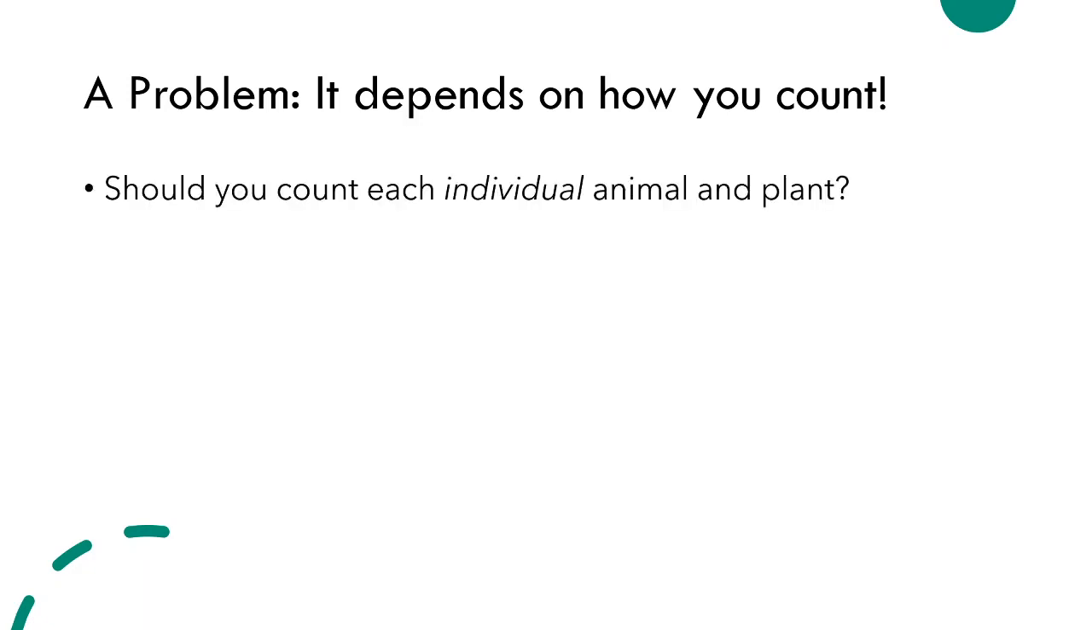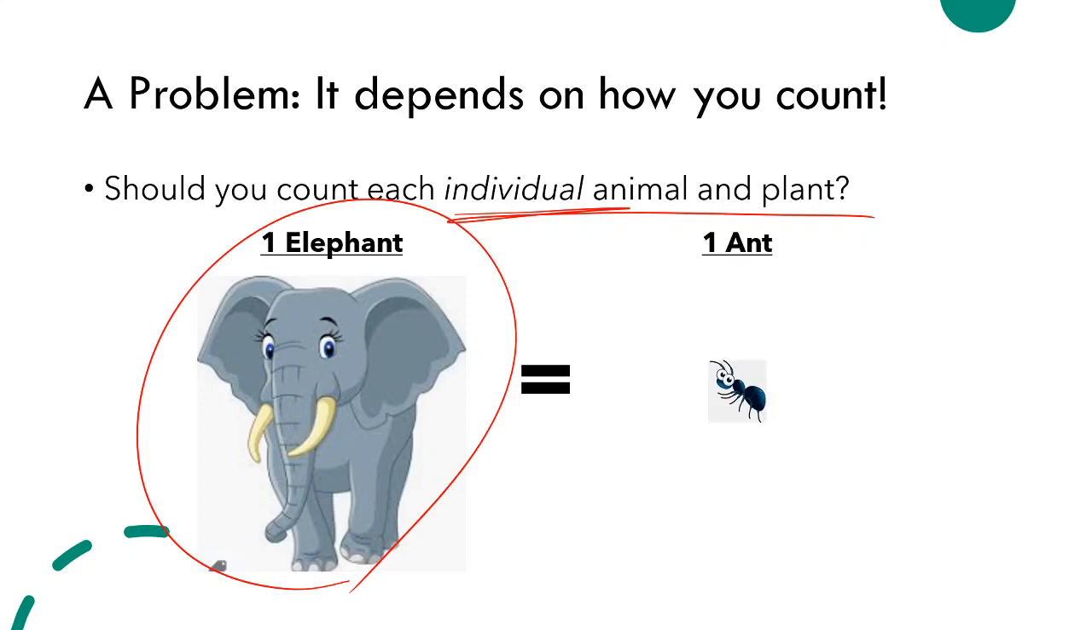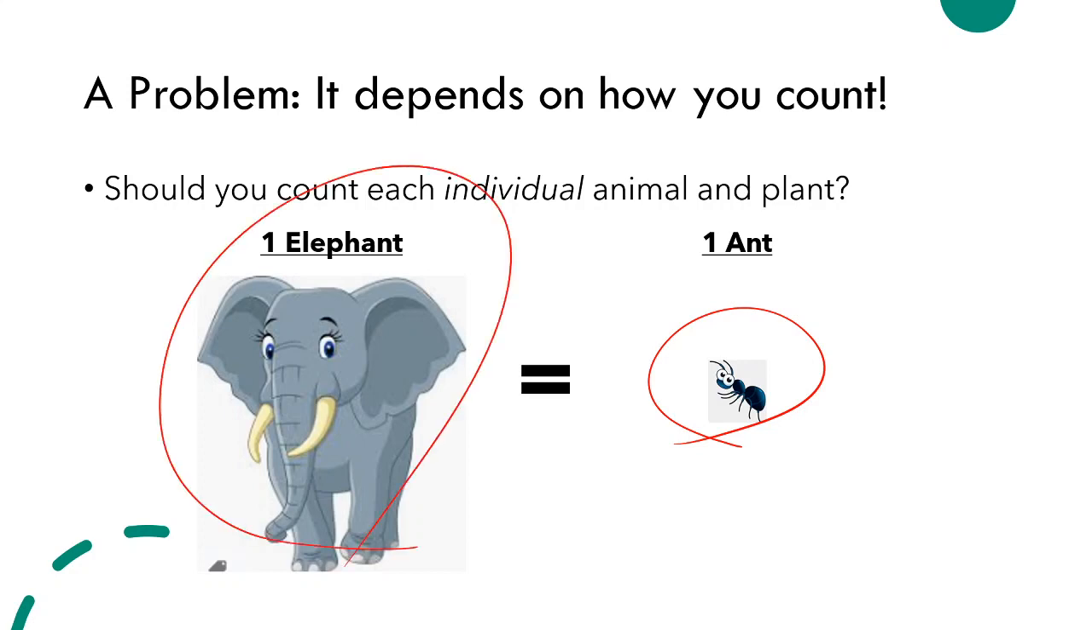So for example, one question you might ask is if you're going to count things to say what's more common, what do we have the most of, should you count each individual animal and plant? Like, if you're counting elephants, do you just count one elephant as one? But if you're counting ants, that's equal to having one ant, right? Ants are tiny, so you can have hundreds and thousands of ants, but that doesn't mean that they're more common than a herd of just a few really big elephants.